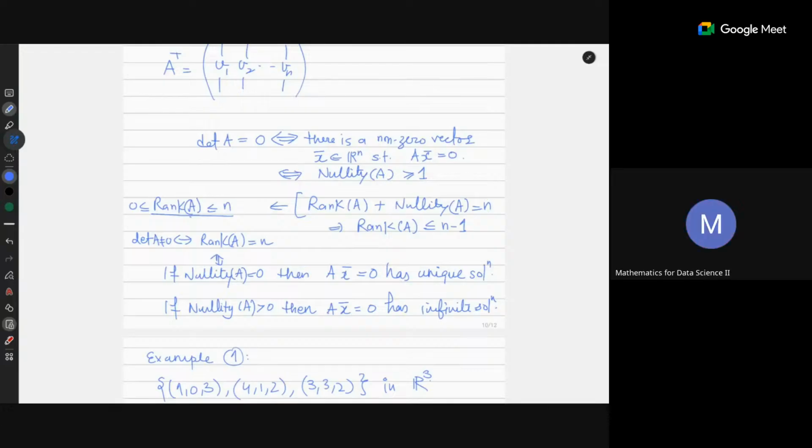Okay, so I can tell you many significances of rank. If you know the rank of a matrix, then you can tell whether its determinant is 0 or not without even computing the determinant. All right.